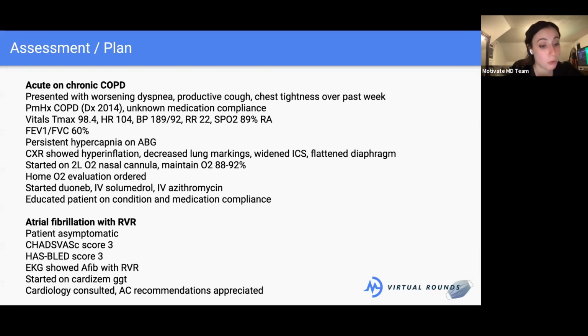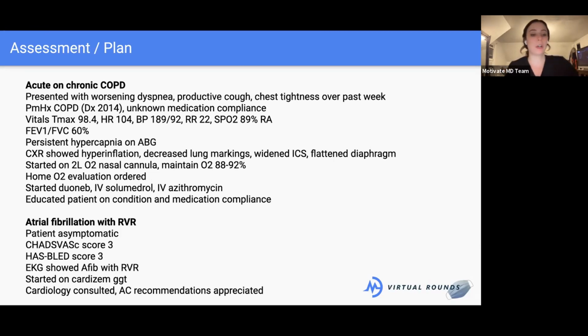CHA2DS2-VASc is a score that you use to determine a patient with AFib's risk of having complications, like a stroke or a clot. And the HAS-BLED score is... so let me back up a minute.